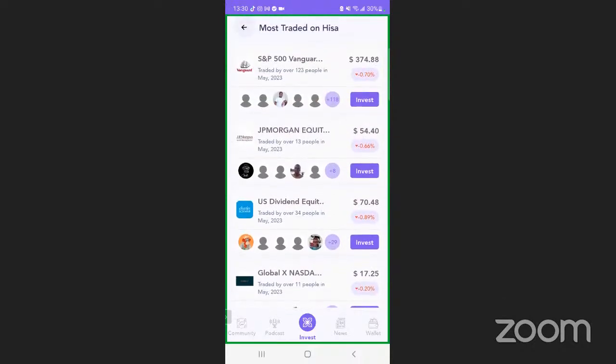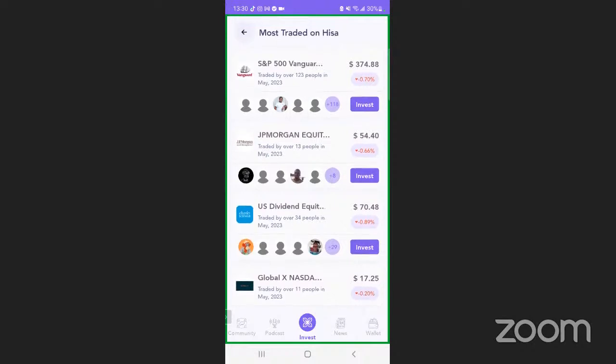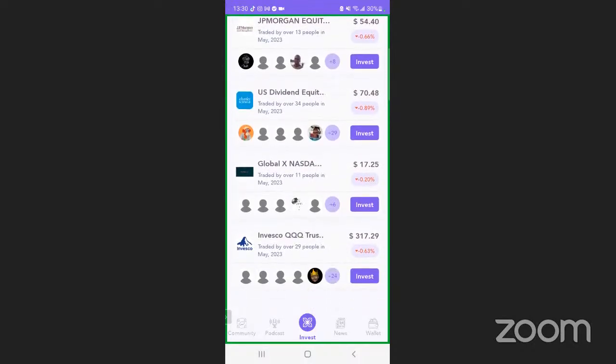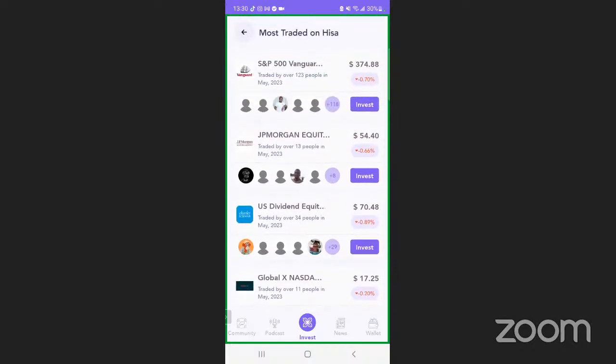I think most investors on our platform want the security of the index ETF, that's the S&P 500, and some dividends from the JP Morgan equity ETF and the US dividend equity ETF. So these are some of the ETFs that are most traded on Hisa.